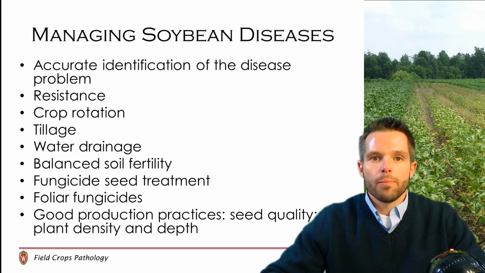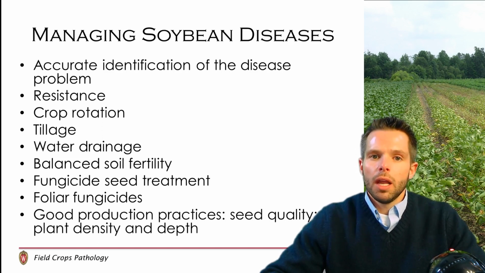So look at variety trials and try to choose varieties with the best resistance package for the disease that you're trying to manage. Crop rotation can be very important for a lot of these diseases, and getting the field out of soybeans for a year or two will help reduce the amount of inoculum for a lot of these potential pathogens of soybean.